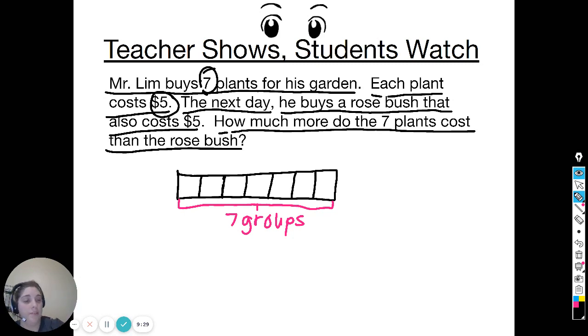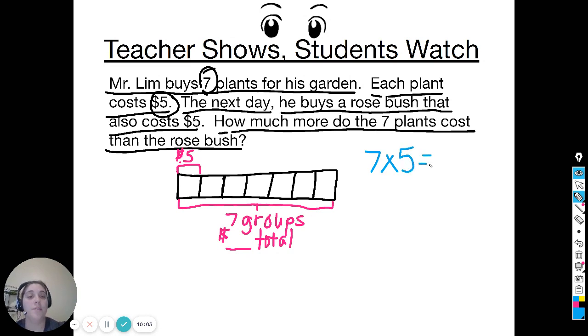Each plant costs $5. So I know that each of these has a size of 5. Each plant is 5. So I need to figure out how much he spends total. Well, there's 7 groups. And each group or each plant is $5, so that's 7 groups of 5.